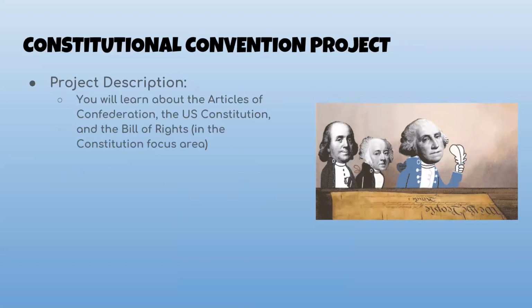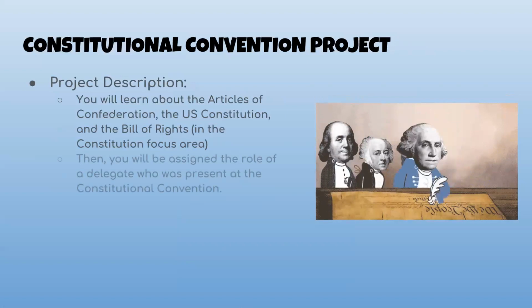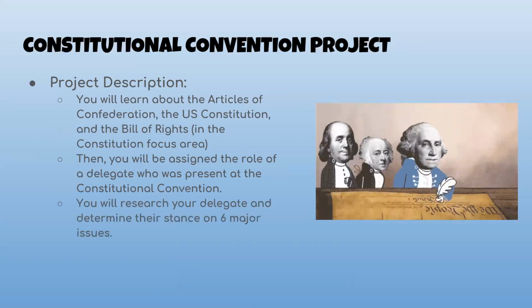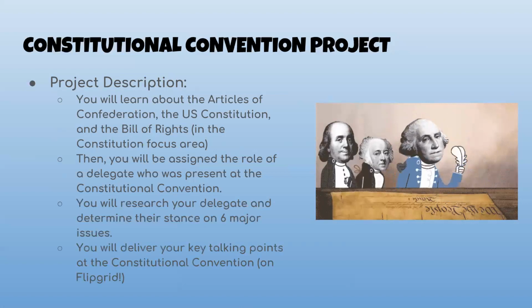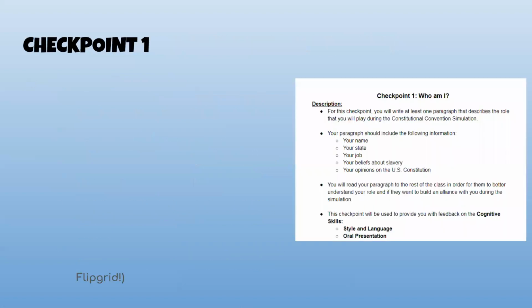So how this is going to work, the first thing you're going to do whenever you're working through the U.S. Constitution focus area, you're going to be learning the necessary background information about the Articles of Confederation, the U.S. Constitution, and the United States Bill of Rights. Then after you're ready to start the project, you're going to be assigned the role of a delegate who was present at the Constitutional Convention. You're going to research your delegate and determine their stance on 6 major issues. And then once you're finished compiling all that information, you're going to deliver your key talking points at the Constitutional Convention, which we're going to do on Flipgrid.